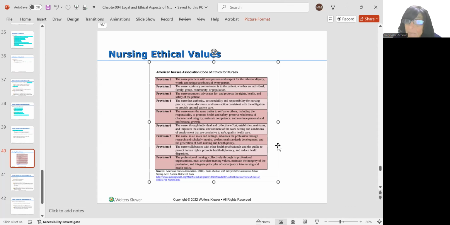That's called evidence-based practice. The nurse must collaborate with other health professionals and the public to promote human rights, to provide health diplomacy, and reduce health disparities. In other words, make sure that everyone in this country has a shot at getting the health care they deserve. And the profession of nursing collectively, all of us, through its professional organizations, must articulate nursing values, maintain the integrity of our profession, and integrate the principles of social justice into nursing and health policy, right? So stand tall. We are the most trusted profession in the country, year after year, okay?